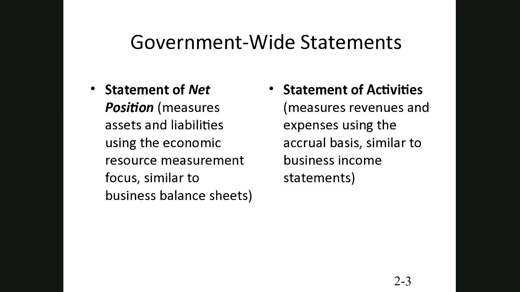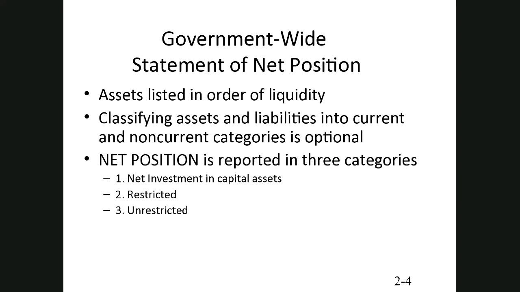Now, the statement of activities is very similar to a business income statement. It's formatted a little differently, but it's based upon the same principles. At this level, there are no fiduciary funds. No fiduciary funds. Okay, some words about the government-wide statement of net position. The assets in this report are listed in order of liquidity. What you're used to seeing on the business side of classifying assets into current and non-current is not required at the government-wide level with the statement of position.